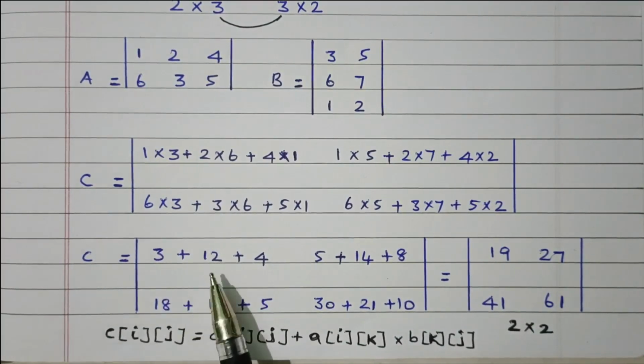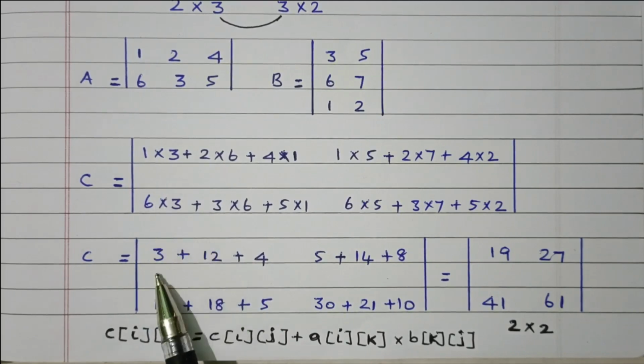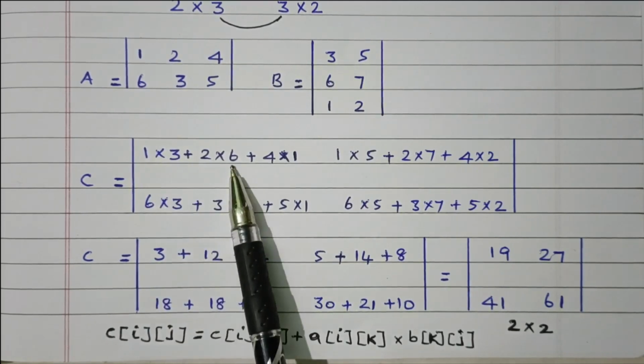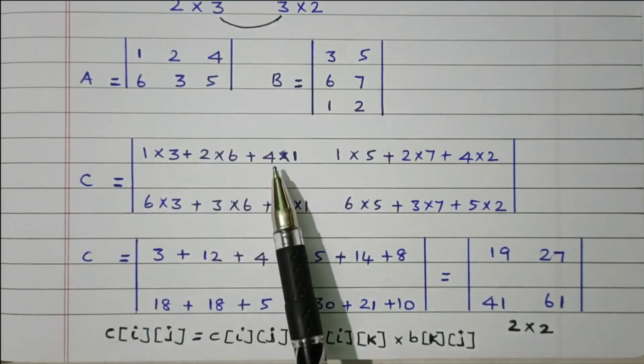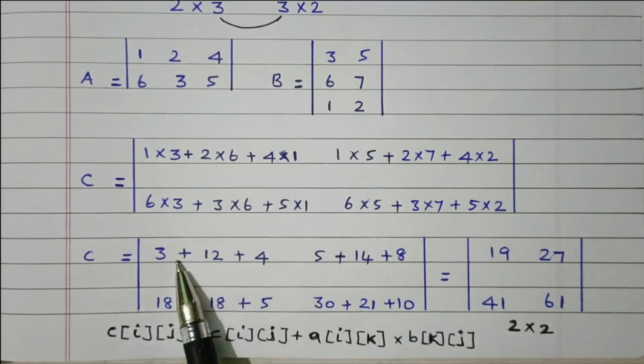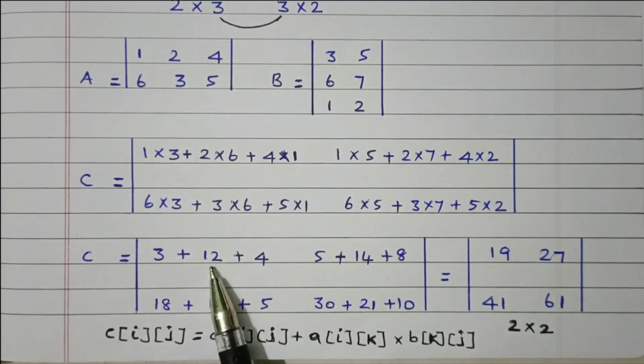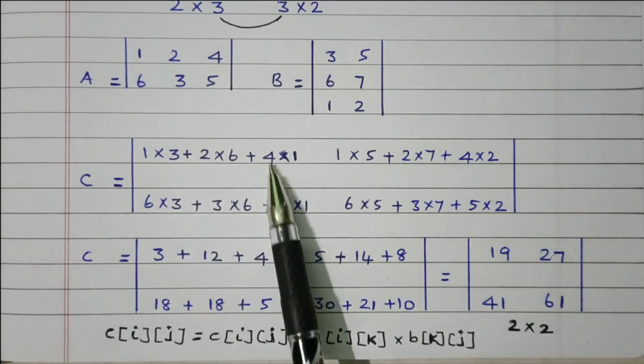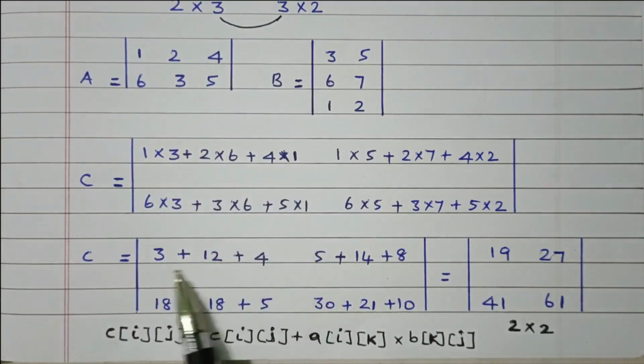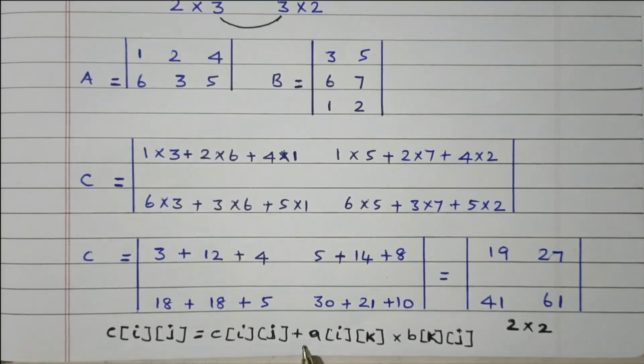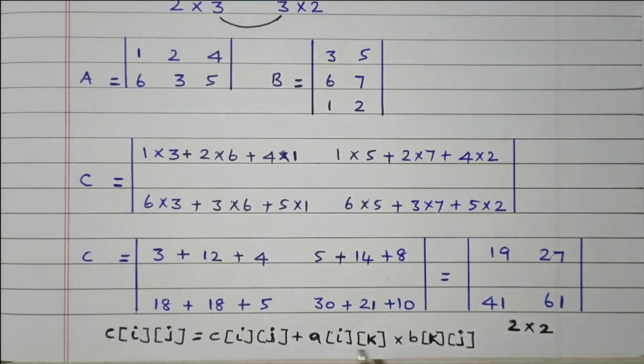First, 1 and 3 are multiplied, then added. 2 and 6 are multiplied, and that is added with 3. 4 into 1 is multiplied, and that is added with this 12. So 3 plus 12 plus 4. 3 times we need to multiply, and these 3 results are added together. So C of ij equal to C of ij plus A of i into k.